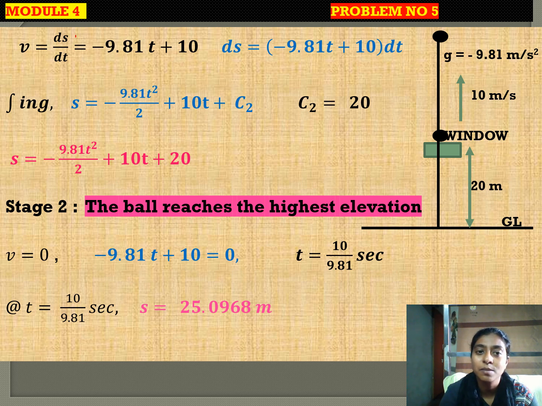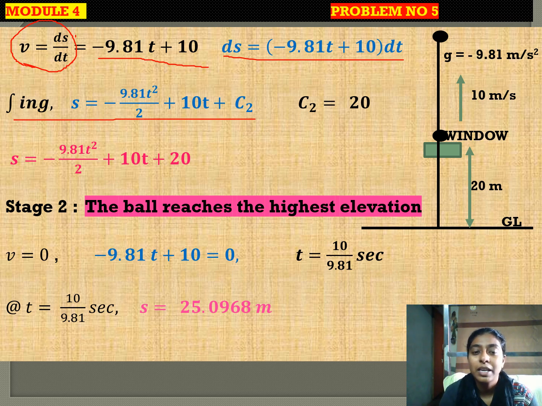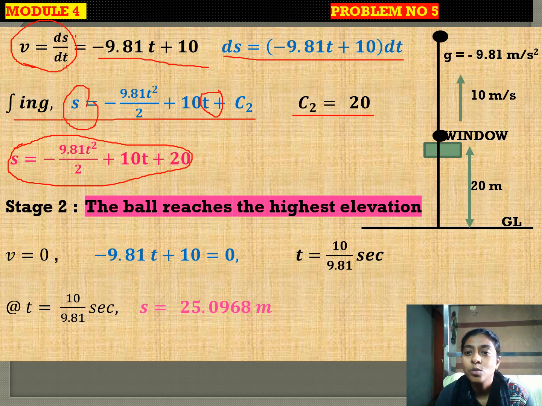Now we will find the equation of the displacement by integrating the velocity. We know v is equal to ds by dt. So v is equal to minus 9.81 t plus 10, and from this we get ds is equal to (minus 9.81 t plus 10) dt. Integrating the velocity, we get distance s is equal to minus 9.81 t square by 2 plus 10 t plus c2. By substituting s equal to 20 and t equal to 0, we get c2 equal to 20. Therefore, the equation of the displacement is s equal to minus 9.81 t square by 2 plus 10 t plus 20.